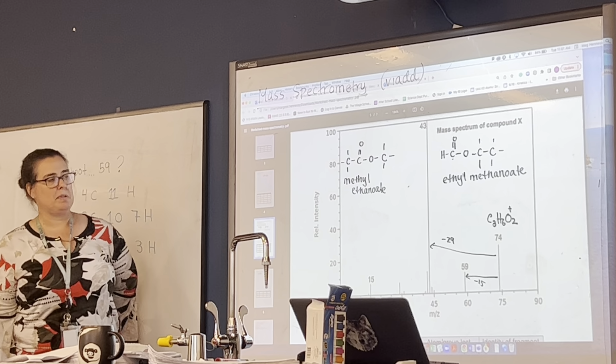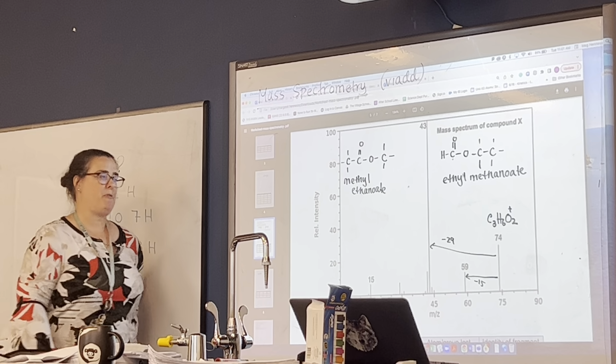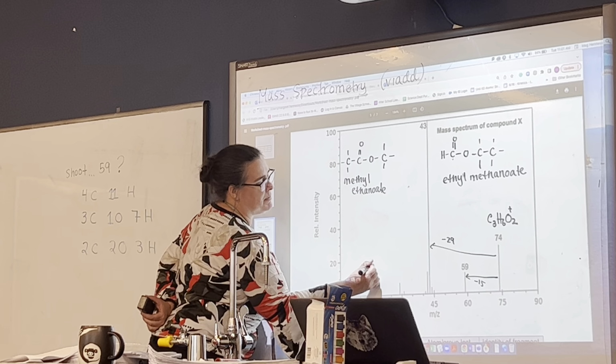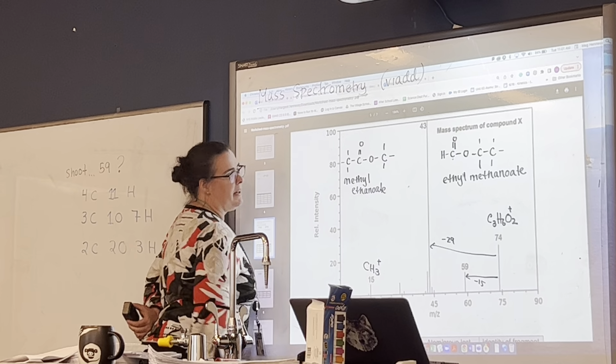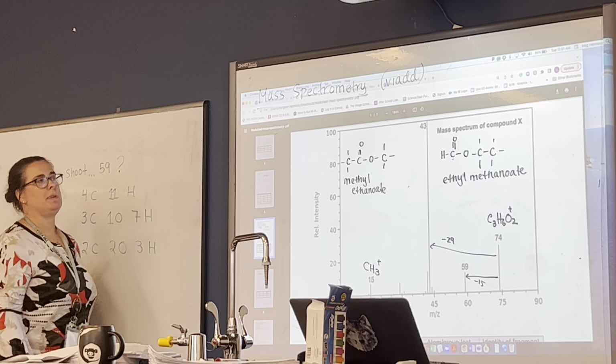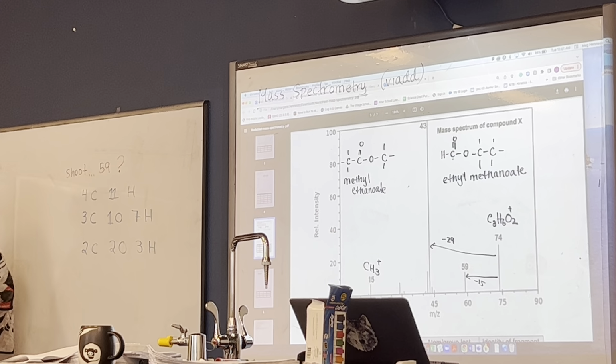So I seem to be able to lose 15 and 29. I have a peak at 15. That should be a methyl cation. Both of these have that, so I'm not sure that's really great. So the question is, which one of these can lose 29?